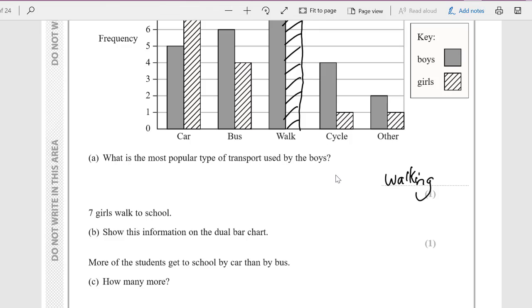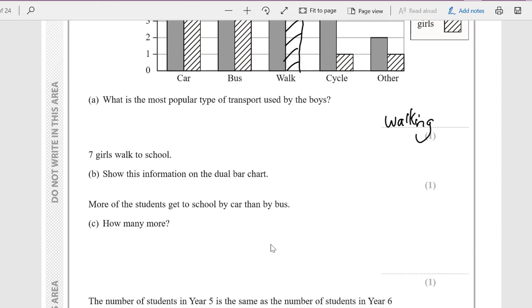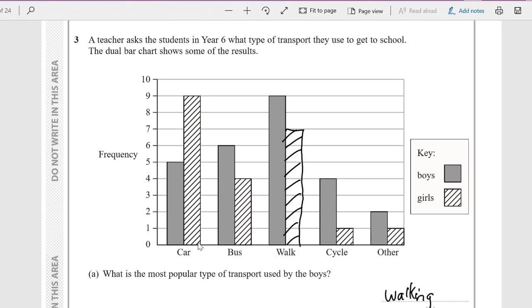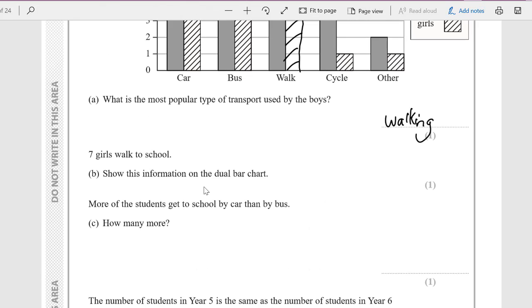And it says more of the students get to school by car than bus. So how many more? Okay, well, let's look at our graph. A bar chart. So we can see that there are 5 boys and 9 girls that take car, and there are 6 boys and 4 girls that take bus.